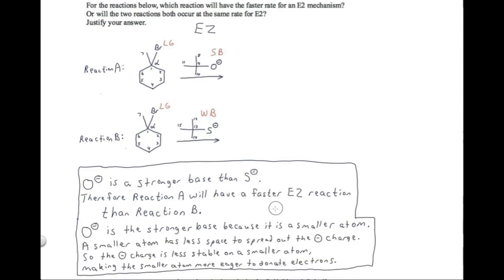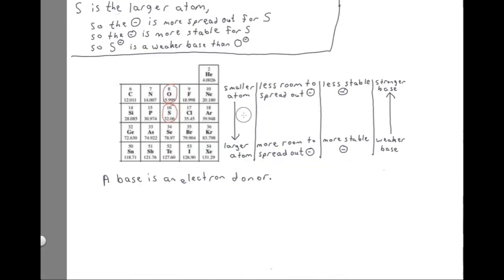So here's a fuller version of the answer that fully justifies our answer. Now we've justified why we're saying that O minus is the stronger base. O minus is the stronger base because it's the smaller atom. The smaller atom has less space to spread out its negative charge, so the negative charge is less stable on the smaller atom, making the smaller atom more eager to donate electrons. Remember, a base is an electron donor, so we should base our justification on that. So we're using these ideas that we discussed previously in this video.